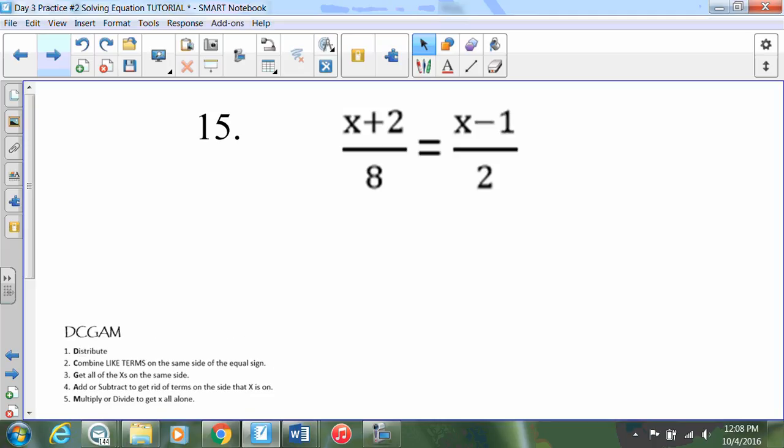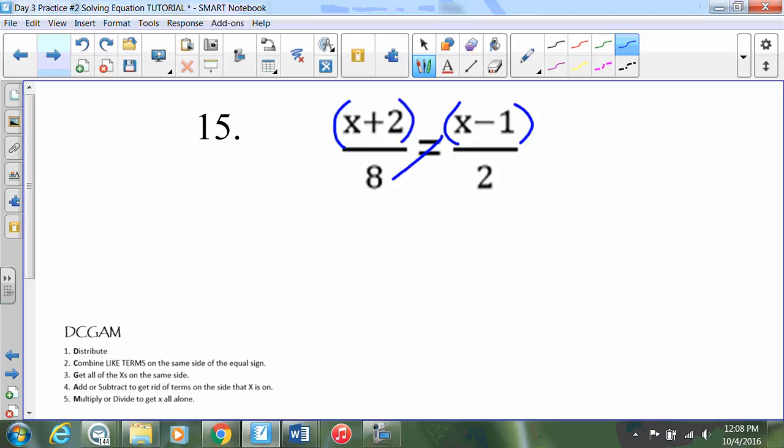Here we go. Once again, X has company here and here. Let's cross multiply; it doesn't matter which side you do. I just started with this one. 8 times X is 8X. 8 times -1 is -8. 2 times X is 2X. 2 times 2 is 4. We are cross multiplying and distributing at the same time. Okay, so no like terms.